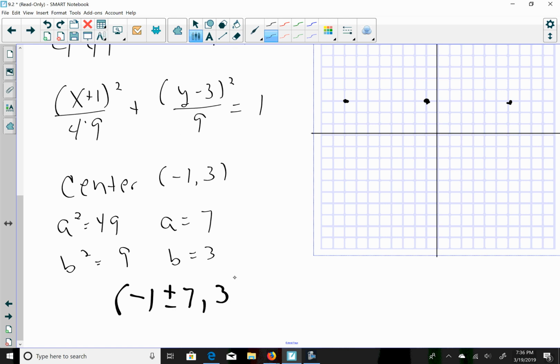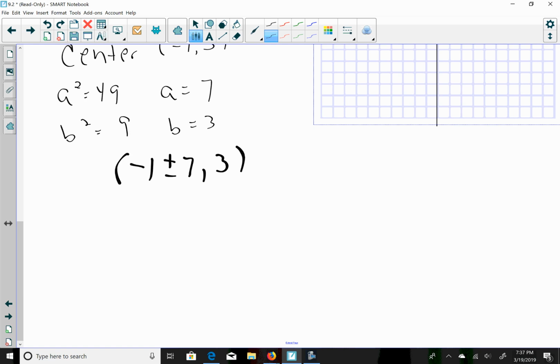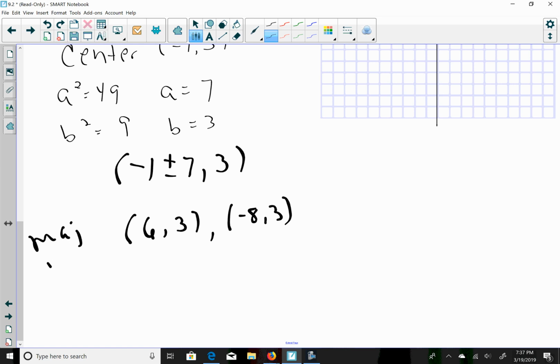My y coordinate would stay the same. So -1 plus 7 would be 6. So my one ordered vertex would be 6, 3. The other one would be -1 minus 7, which would be -8, 3. So those are my major vertices.